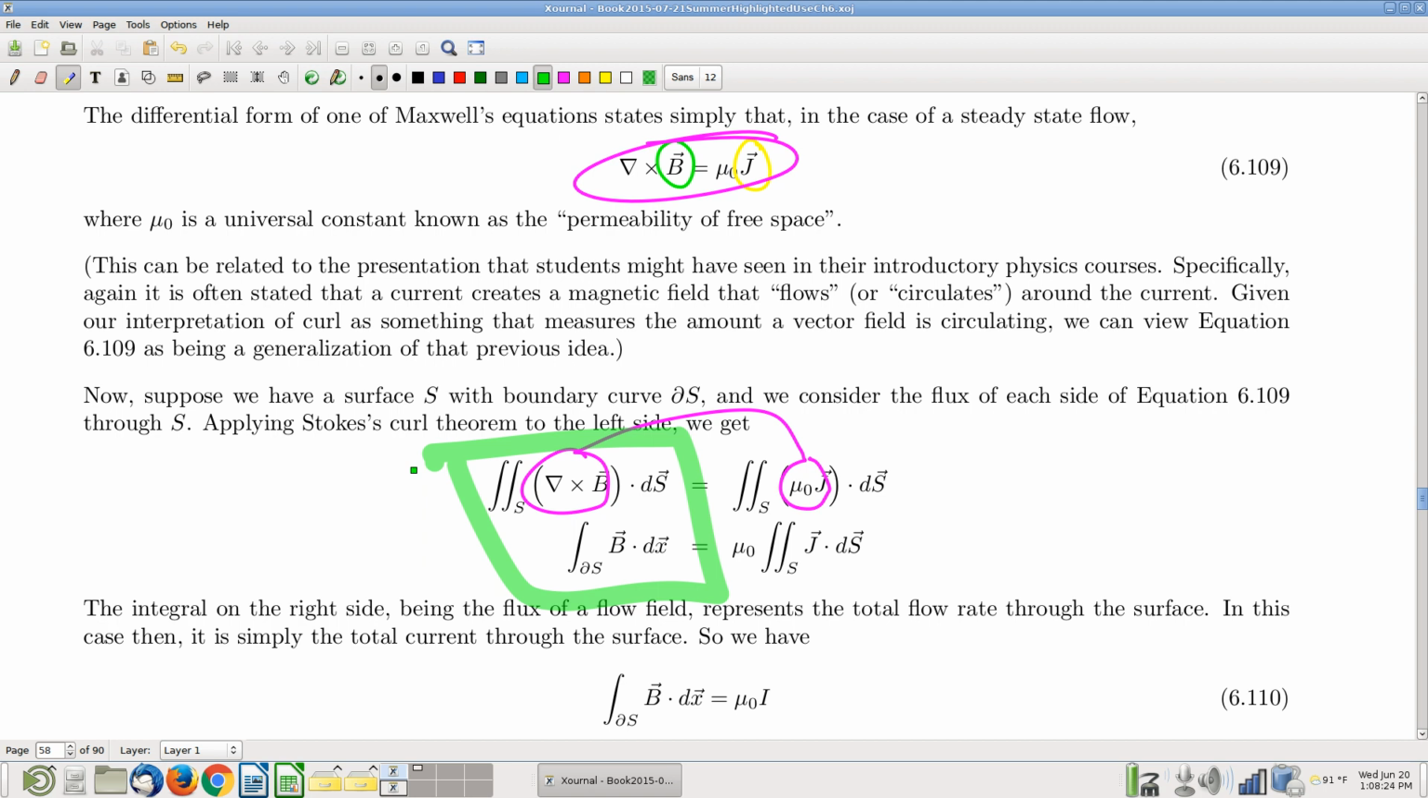Right? And on the right-hand side, what is the flux of a vector field representing a flow of a fluid? Let's think about that for a second. This is now the flow of a fluid. We defined flux in terms of thinking about the vector field as representing the flow of a fluid.